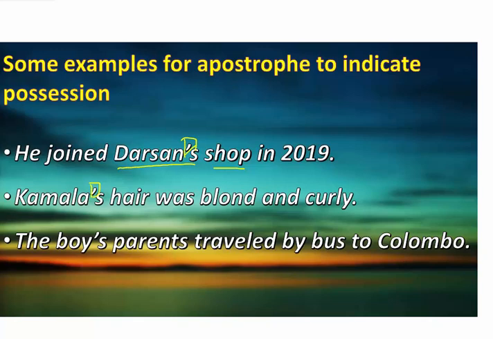Let's see the third example. The boy's parents traveled by bus to Colombo. In this case, whose parents? The boy's parents. So here we are using an apostrophe. So these are some examples of using the apostrophe for possession.